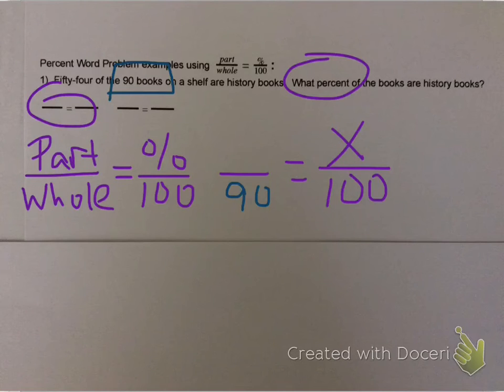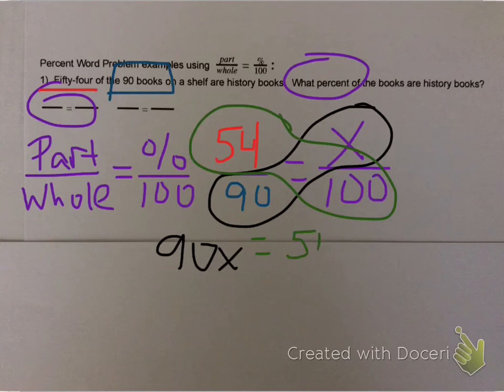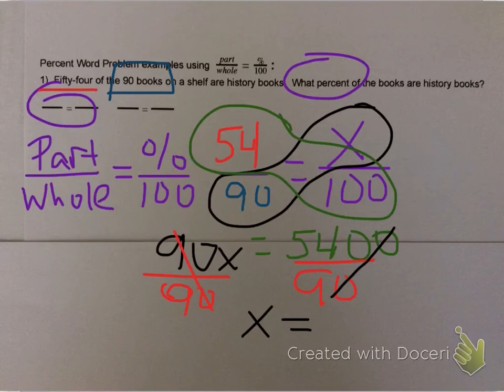And the part is going to be the 54, okay? So that's going to go here. So 54 is my part, 90 is my whole. We're looking for the percent. There is your proportion. So we're going to use the cross product property. 90 times x is 90x, and 54 times 100 is 5400, and you're going to solve that. One-step equation, you're going to divide by 90 on both sides, and you get x equals 5400 divided by 90 is 60.